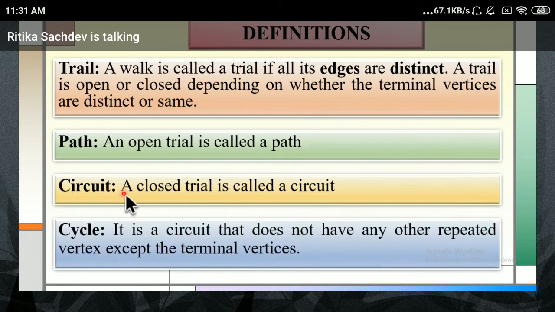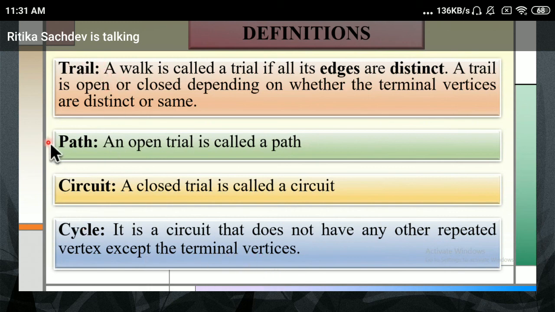We proceed further and we call it a cycle. What is that? Now we are putting restrictions on vertices. It is a circuit that does not have any other repeated vertex except the terminal vertices.